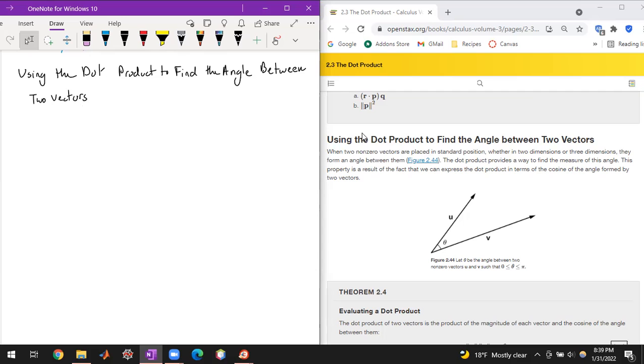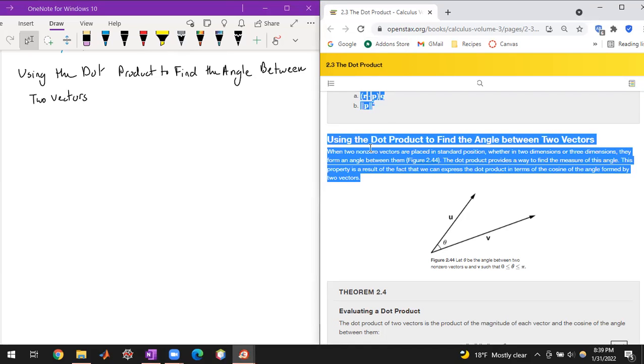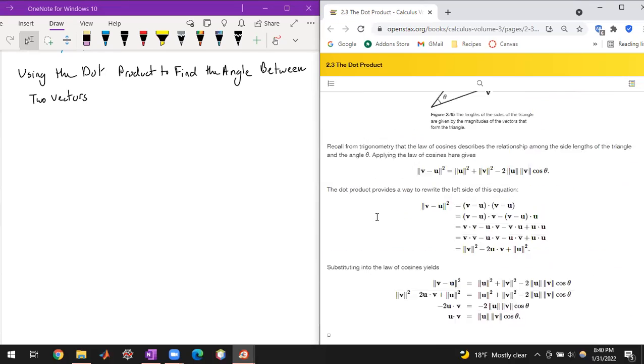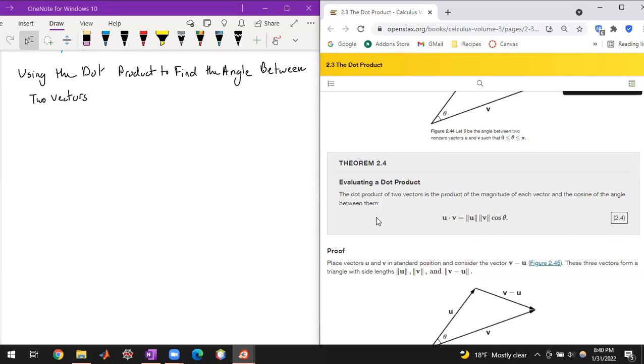So this property is a result of the fact that we can express the dot product in terms of the cosine of the angle formed by the two vectors. So let's discuss this theorem that we have available to us, and the proof that goes along with it. All right, so this is theorem 2.4, evaluating a dot product.